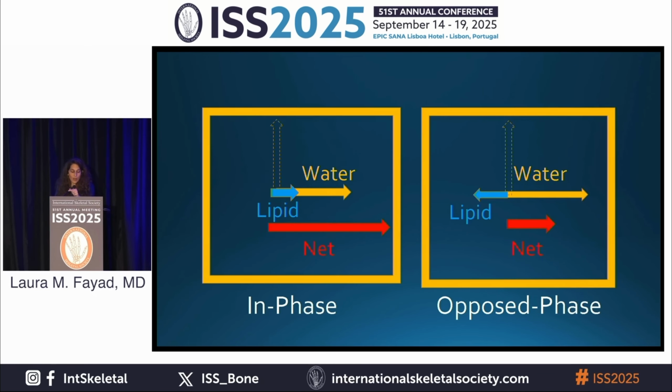So if you have a voxel that contains both lipid and water, so that would be red marrow plus fatty marrow, or bone marrow edema plus fatty marrow, then you'd have a drop in signal on the opposed phase compared with in-phase sequence. But if you have a voxel that only contains water, so that would be tumor completely replacing all the fatty marrow, then you'd have no drop in signal on the opposed phase compared with in-phase sequence.